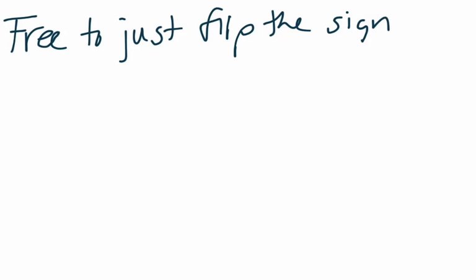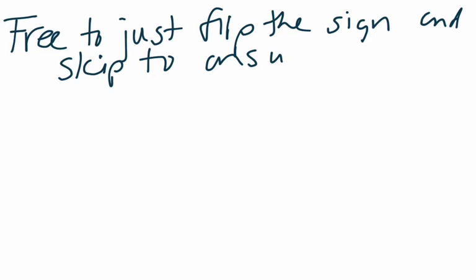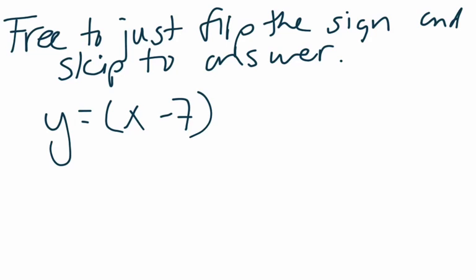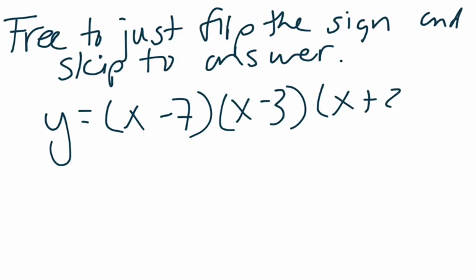Flip the sign and skip to the answer. Okay, you are free to do that. So if I were to give you this function, y equals x minus 7, x minus 3, x plus 2, and I say, all right, tell me, what are the x-intercepts for this?